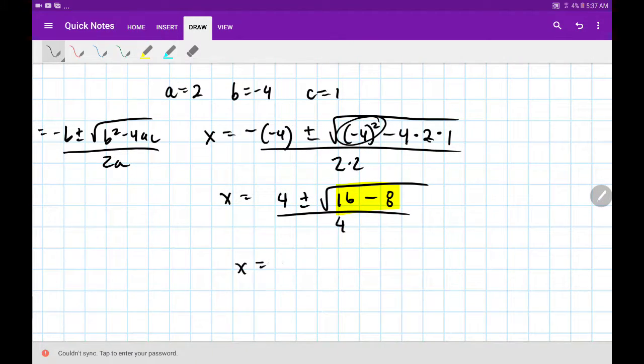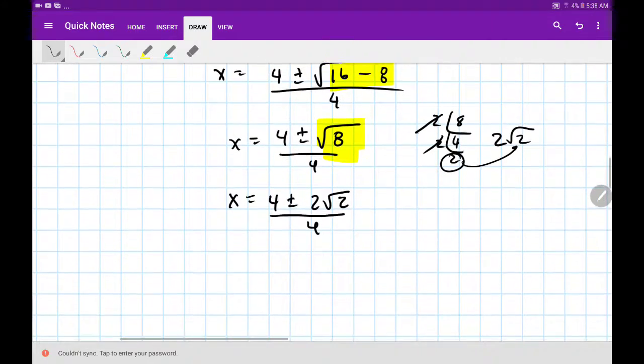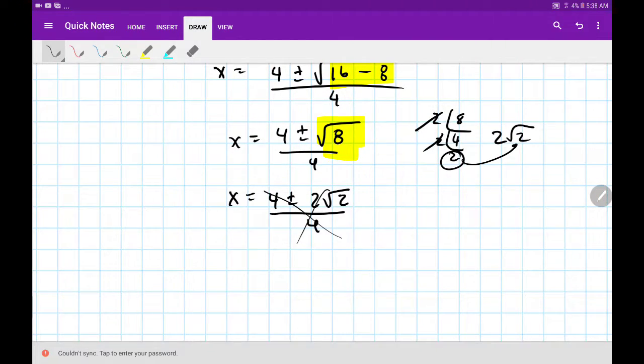So next step. Great. Next step, still have to break that down. So go to the side, do the waterfall or the ladder, pull out the doubles, and then multiply that guy back in. All right, so I get x equals 4 plus or minus 2 root 2 all over 4. Now you might be tempted to start canceling things out. Remember, that's not allowed. We have to split this up into two terms. So I get 4 over 4 plus or minus 2 root 2 over 4.